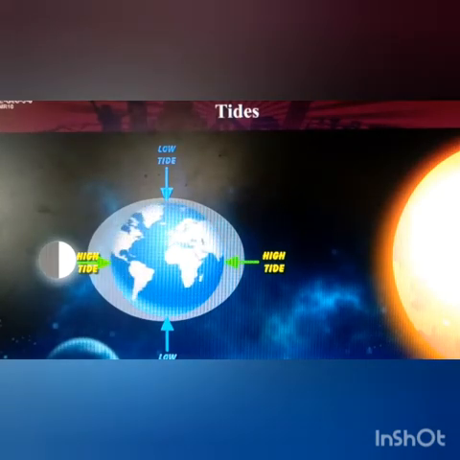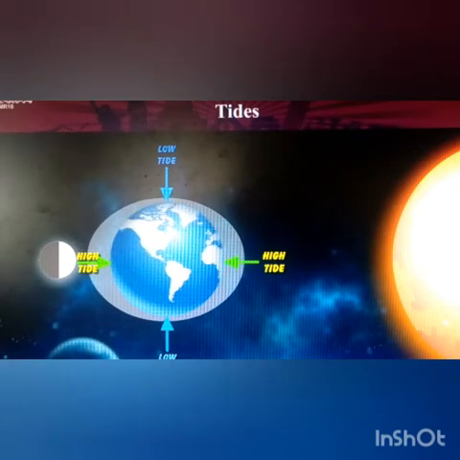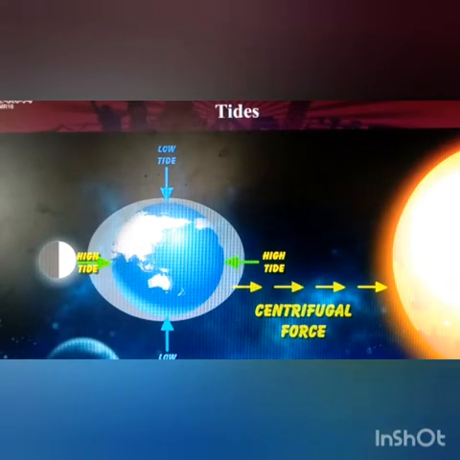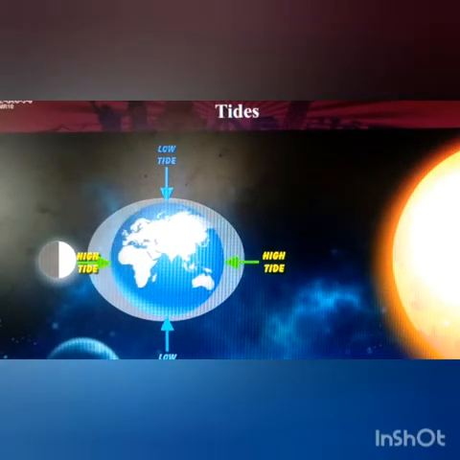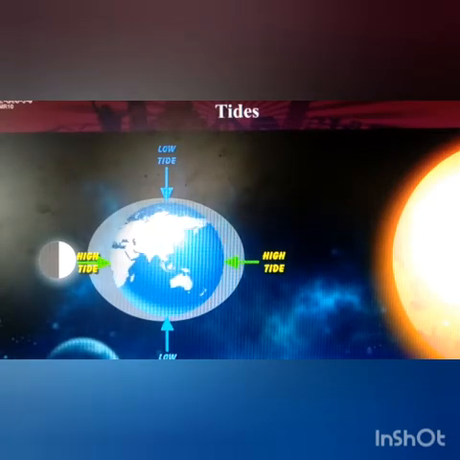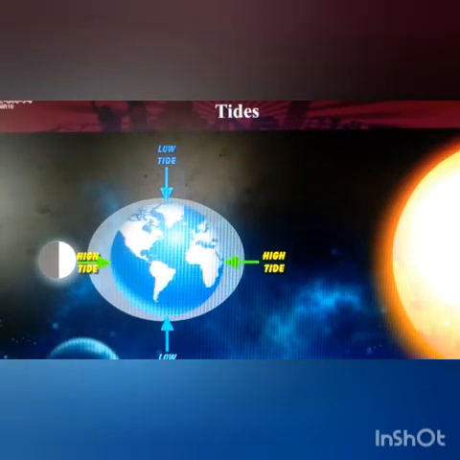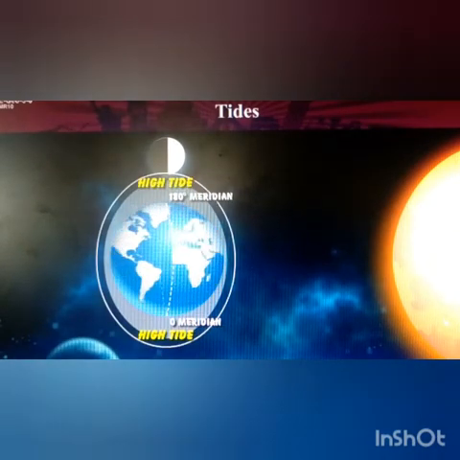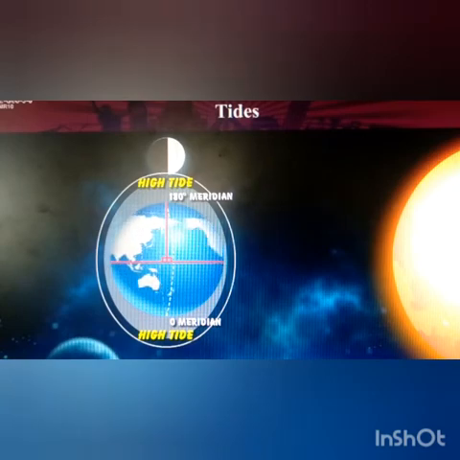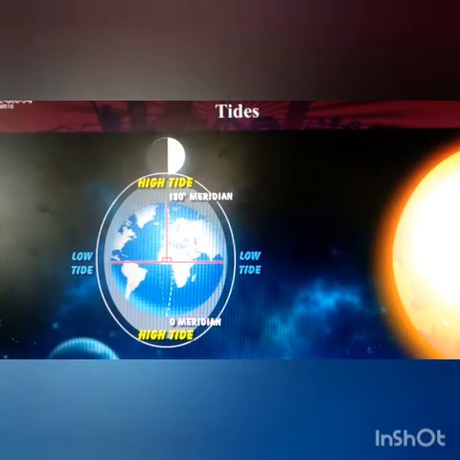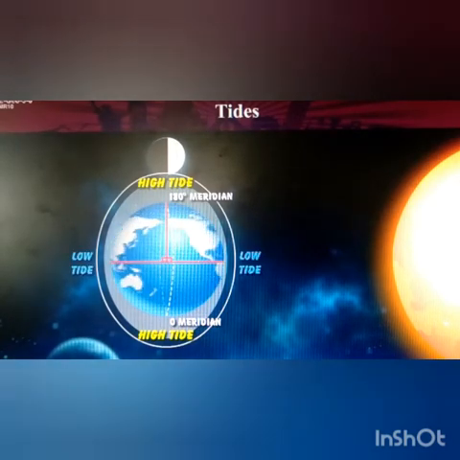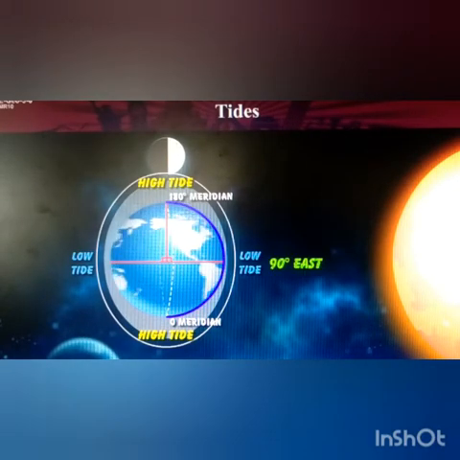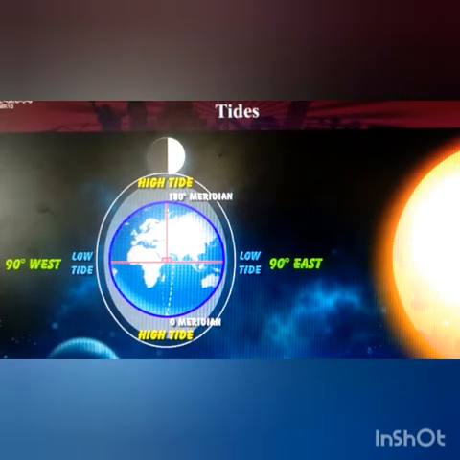Now children, just observe this diagram, and here we'll be able to understand the location of high and low tides on the earth. Let us see the diagram. Children, here we can see that when there is a high tide at 0 degree meridian, the 180 degree meridian, that is the opposite place, will also experience a high tide. The meridians that are at right angles, to those having high tide, will experience low tide at the same time.